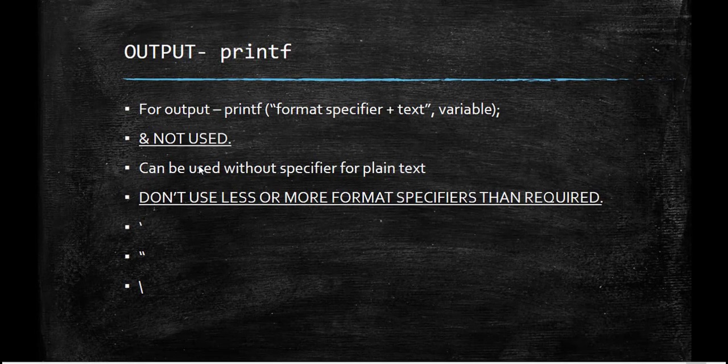So in C, to throw output on the screen, what you have to do is use the printf function, and for printf you have to give the format specifier plus the text if you like, it's optional, and then the variable name. So ampersand is not used here, it's only used in case of scanf. This is very important to remember because most of the errors come because of this. It can be used without a specifier for plain text. What you can do is just print out simple text on the screen instead of using a format specifier for outputting a variable value.